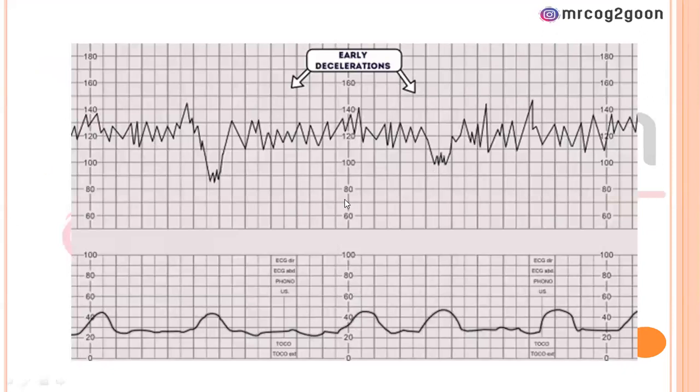For me, if I'm commenting, but I'm telling you these are for demonstration purposes only, this is a concerning feature because it's happening in 50% of the strip. It's happening with every other contraction. But don't stress yourself with this now. We are just saying what this is and how we can diagnose it.